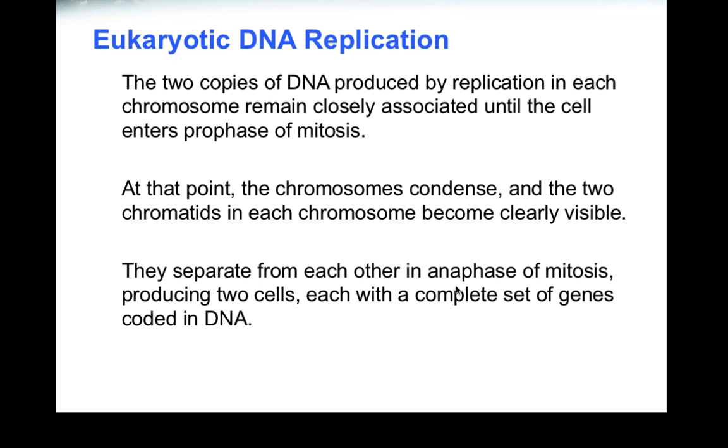The 2 copies of DNA produced by the replication of each chromosome remain closely associated until the cell enters prophase of mitosis, and at that point they condense, you're able to see them, and then they start splitting afterwards with a complete set of genes coded with the exact same copy of DNA. And that's it.